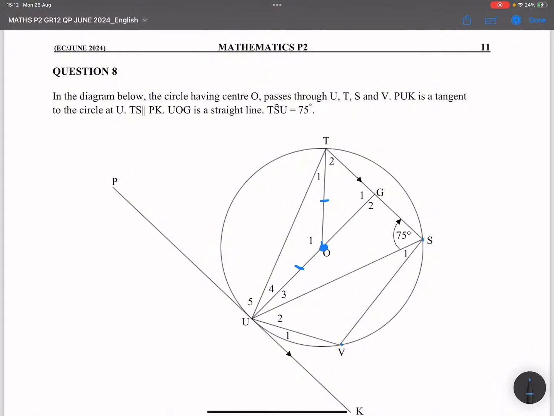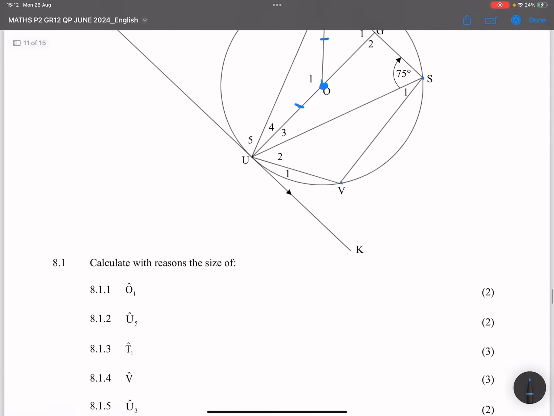They say TS is parallel to PK. So that means that we may have some alternating angles, corresponding angles, as well as co-interior angles. UOG is a straight line. They say angle TSU is 75 degrees. Now let's find out what they are looking for.